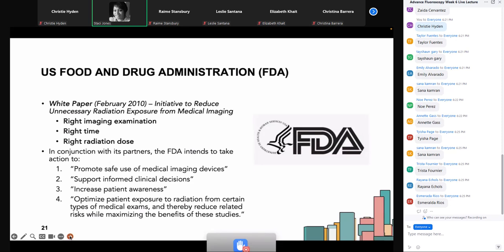So in 2010, the FDA produced a white paper, initiatives to reduce unnecessary radiation exposure from medical imaging, for us to make sure we do the right imaging exam, right time, radiation dose. We have a lot of different regulations or things that we have in place that we follow, or rights for our patients to make sure we're doing the right exam at the right time. We're always making sure we are checking the dose.